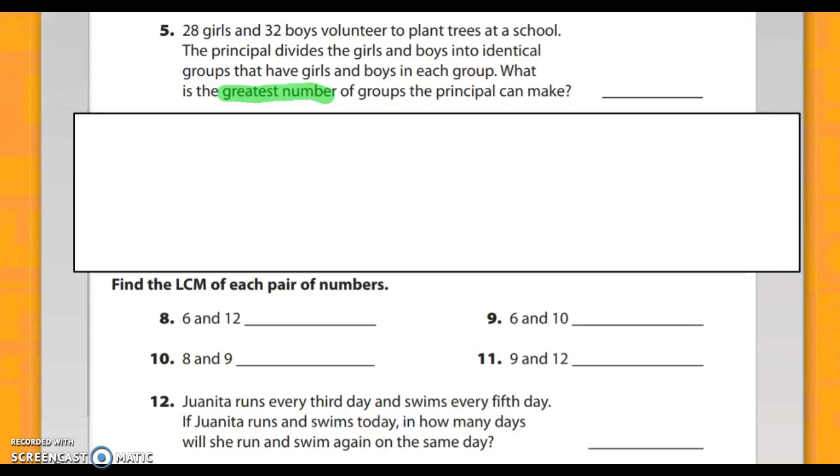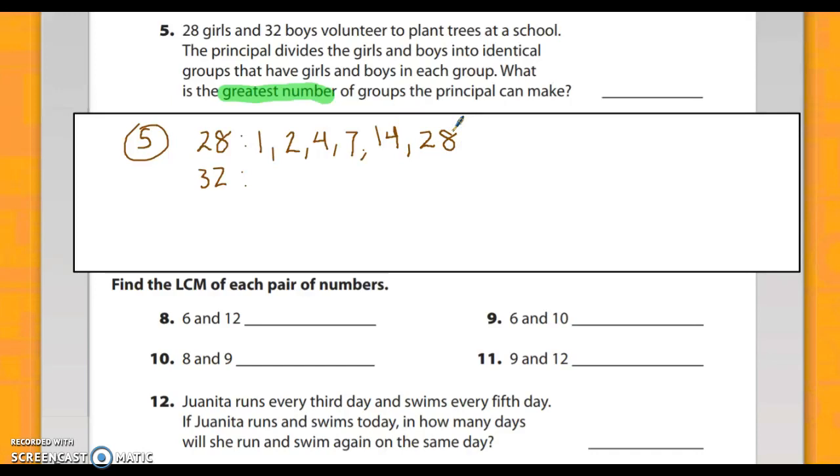What is the greatest number of groups the principal can make? Well, this is a GCF problem, so I'm simply going to find the factors of 28 and 32, and I'm going to try and find the greatest common factor of both lists. And I'll just do the factors of 28, and then I'll think about which ones would be in 32. 1 and 2 and 4. It's going to be 4 times 7. It's going to be 2 times 14. And it's going to be 1 times 28. And that's all the factors of 28.